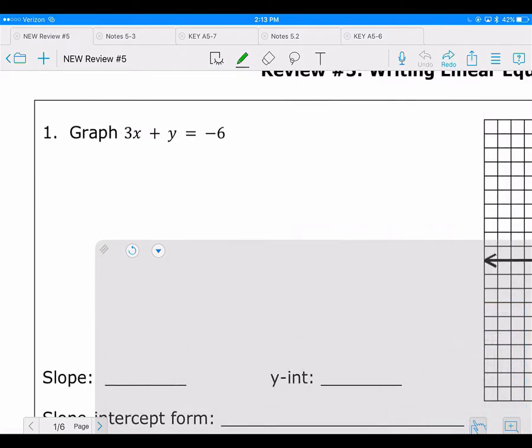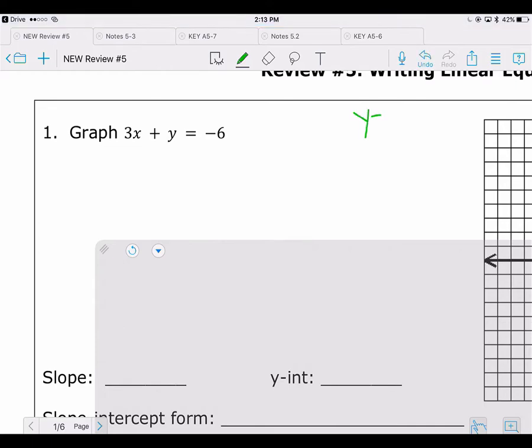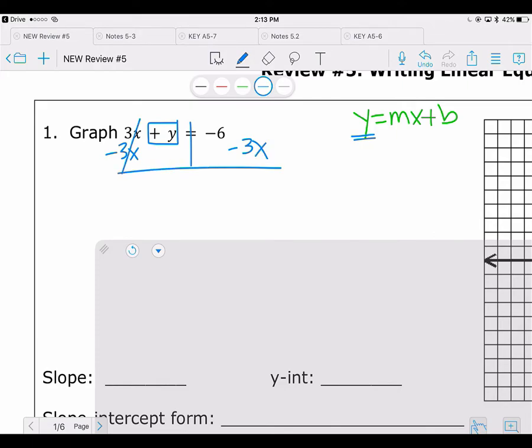The problem for us is that we know how to graph when we have y equals mx plus b. So we need to get y by itself so we can graph. So my goal is to get y by itself. To do that, I need to move 3x to the other side through the opposite operation. On the left side, it will cancel. On the right side, the negative 3x and the negative 6 are not like terms, so I do not combine them. I just rewrite them.